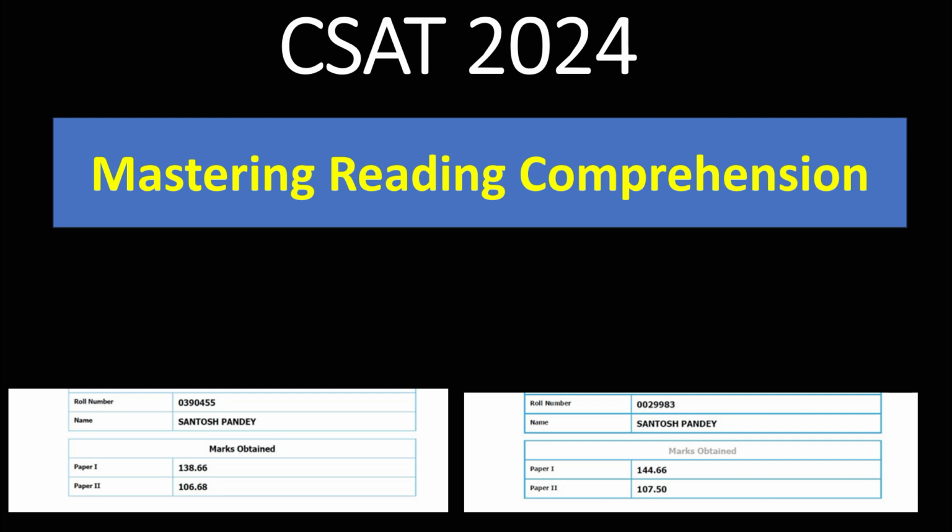Guys, on average, 27 to 30 questions come from reading comprehension, and if you are able to score 20 questions right in reading comprehension, no force can stop you from qualifying the CSAT paper, because it is just a qualifying paper. You need to score around 27 questions net. So if you score 20 questions in reading comprehension, you will easily sail through.